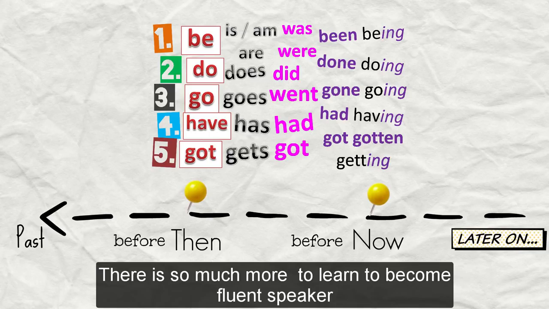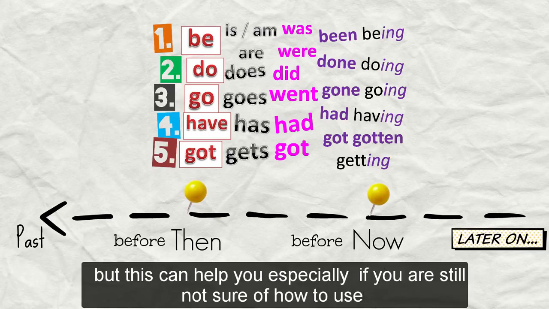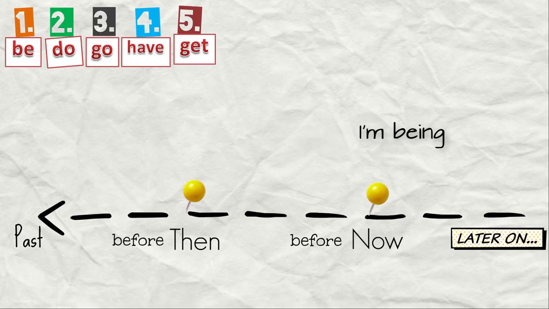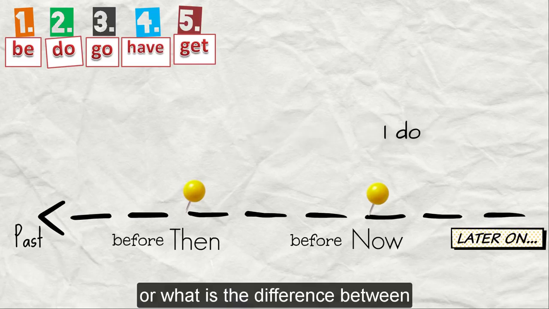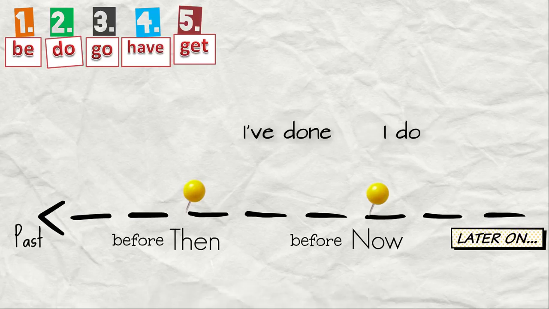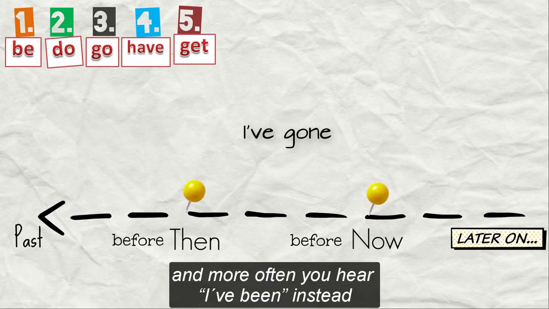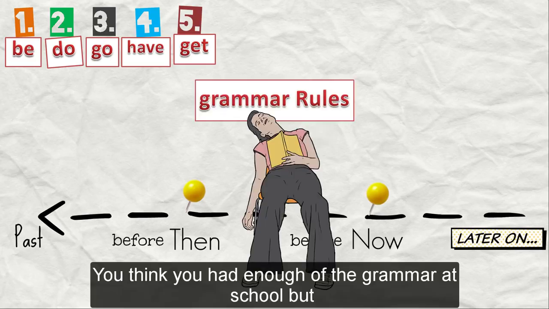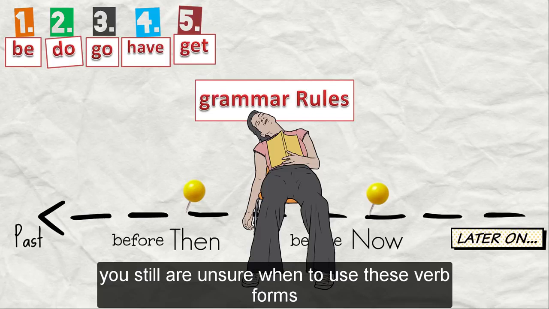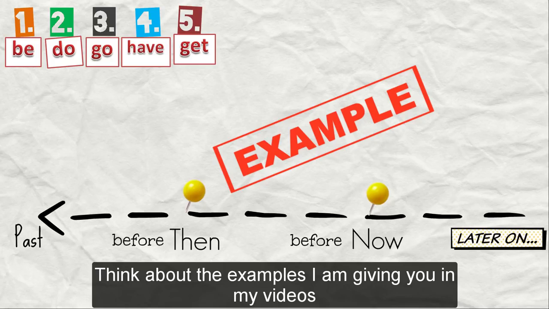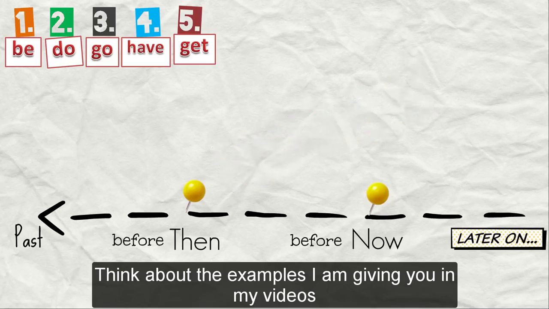There is so much more to learn to become a fluent speaker, but this can help you, especially if you're still not sure of how to use I'm being, I've been, or what is the difference between I do and I've done or I was doing, why you don't say I've gone and more often you hear I've been instead. You think you had enough of the grammar at school, but you still are unsure when to use these verb forms? Think about the examples I'm giving you in my videos.